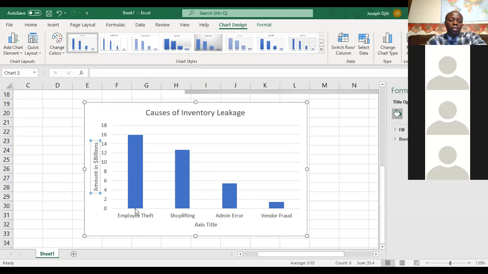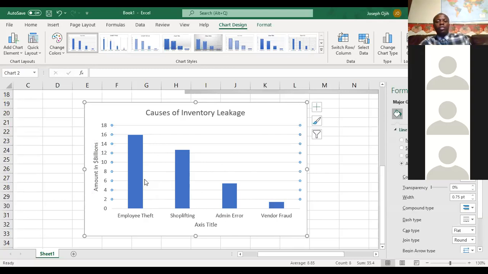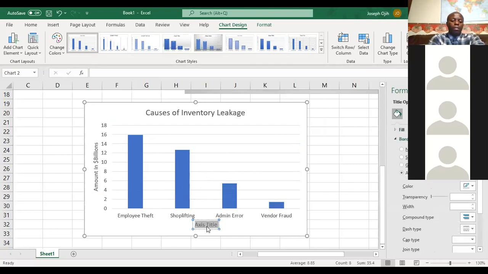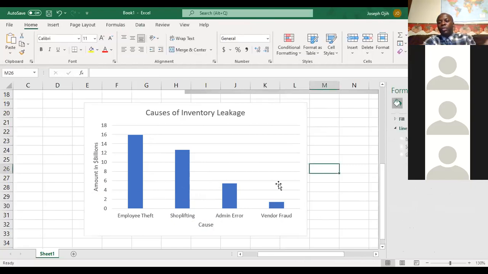Okay. So they have the causes. You can see that employee theft is the highest cost of inventory leakage, followed by shoplifting, and then vendor error. This is the type, or I call it the cost. And like I showed you, you can always copy this and paste it in your project. Questions on this? We're almost done.